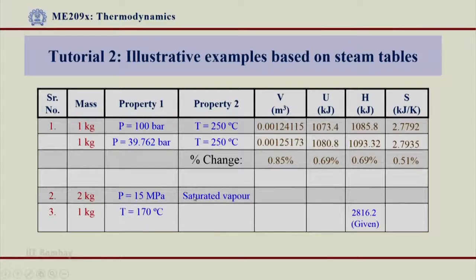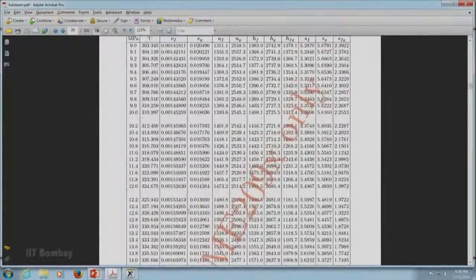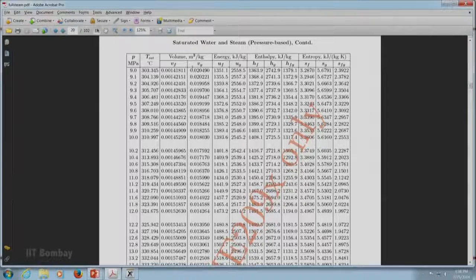So let us go to table number 2 and find out the values at 15 MPa. Here we are. So this is the 15 MPa point, and corresponding to that you have these different values: Vf, Vg, Uf, Ug. Because we know that this is saturated vapor, we are going to take all the values related to Vg, Ug, Hg and Sg. So I will come back and write down those values.